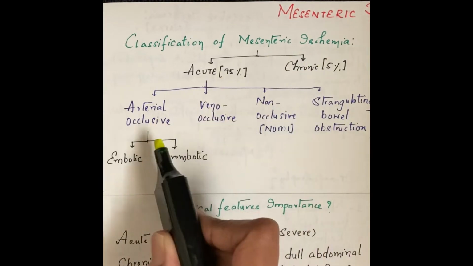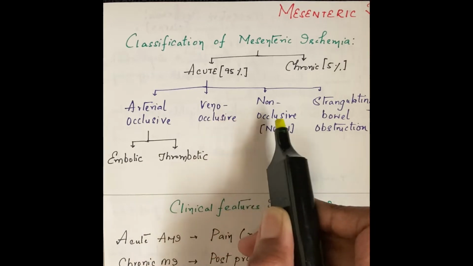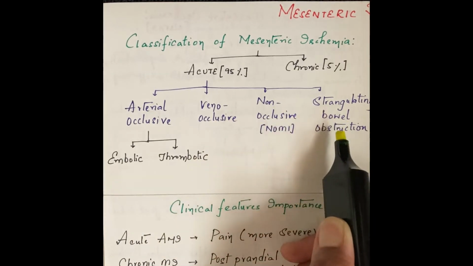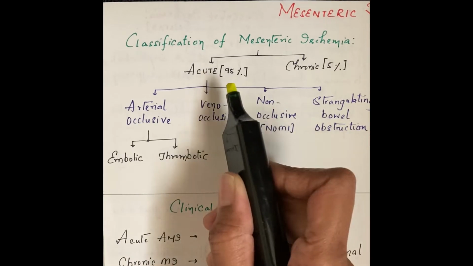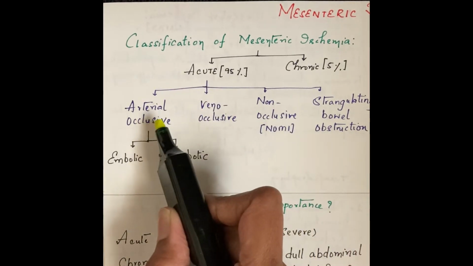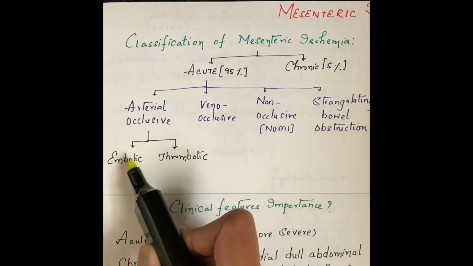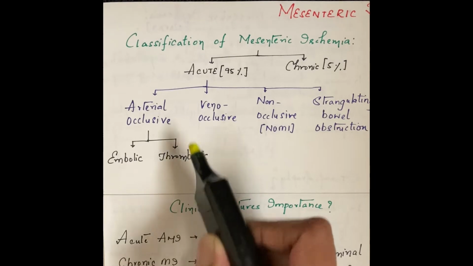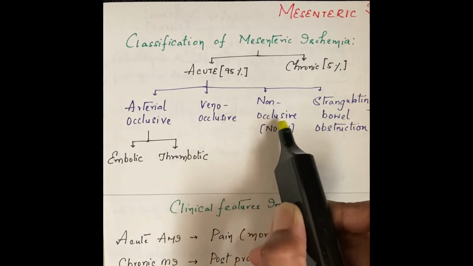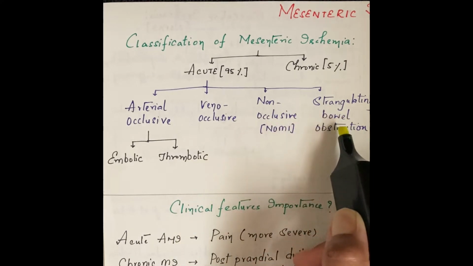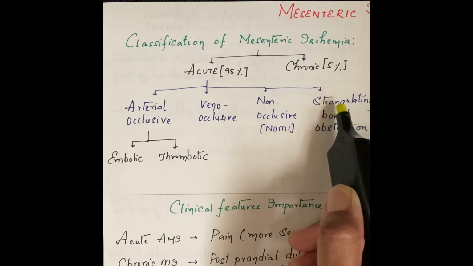In acute we have arterial occlusive, veno-occlusive, non-occlusive and strangulating bowel obstruction. These are the causes of acute mesenteric ischemia. Arterial occlusive, there is a problem within the artery. It gets blocked by emboli or thrombi. Veno-occlusive, there is a problem within the venous system. Non-occlusive, and one more is strangulating bowel obstruction, due to bowel obstruction indirectly leading to the obstruction of the vessels.